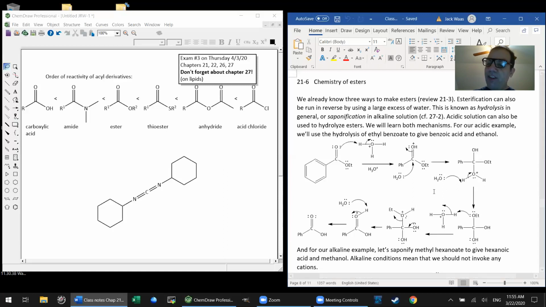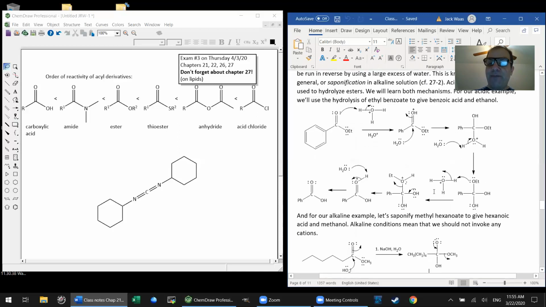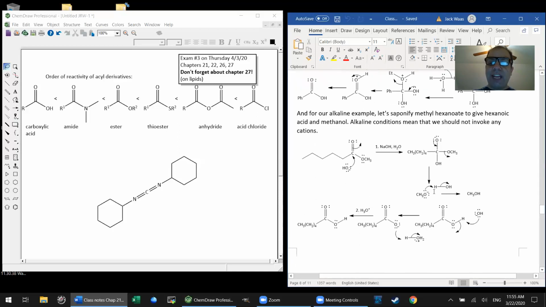And to me, again, it always seems like the mechanism is steppier in an acidic solution. It seems more straightforward in the basic solution. Let's take a look at that. So let's now hydrolyze this ester. We'll call that methyl hexanoate in a basic solution.